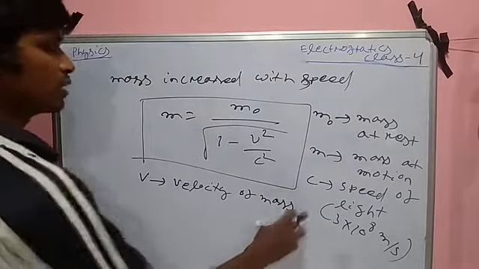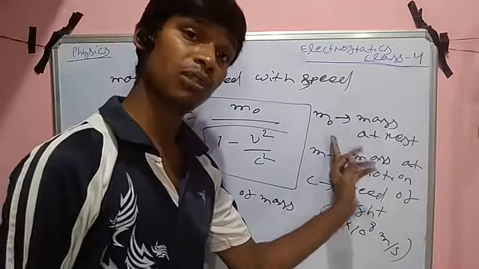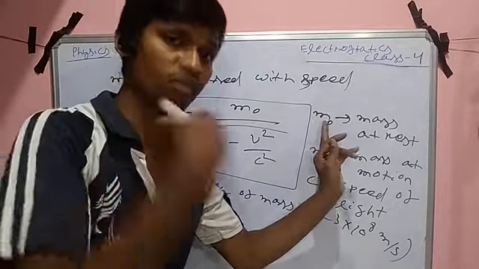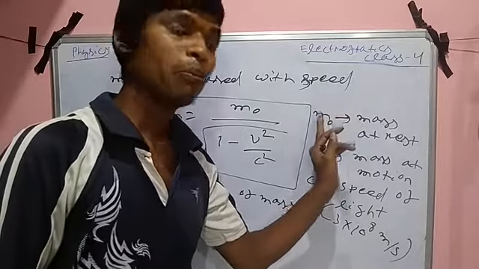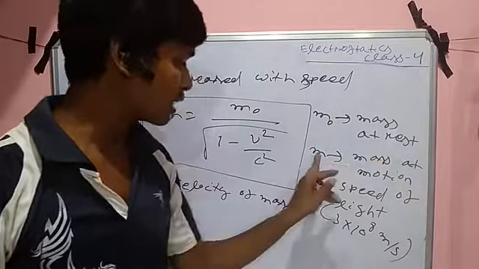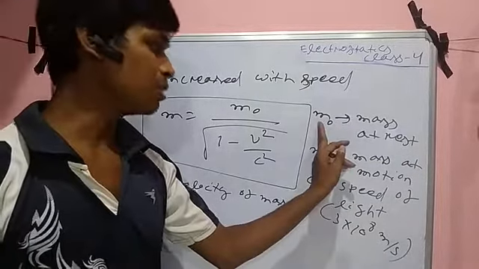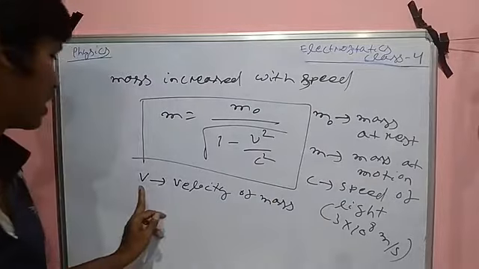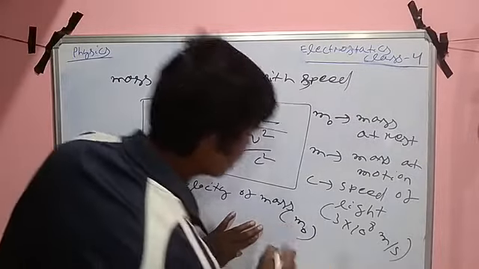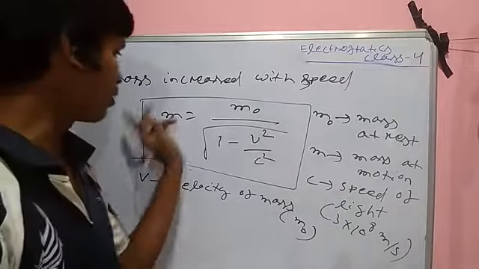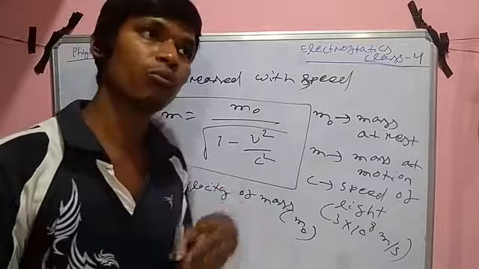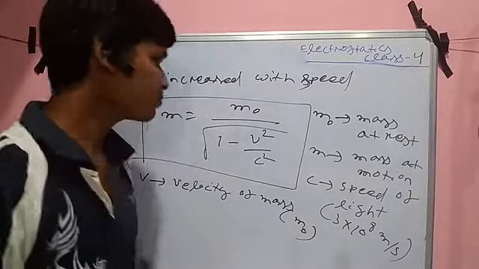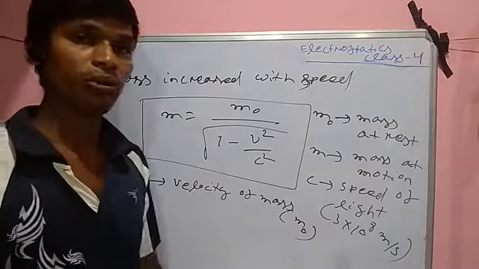That means at rest the mass is m0. Whenever this mass is in motion, its mass is converted to this mass m. At rest the mass is m0, then in motion it is m. The velocity of the mass is v, and c is the speed of light. That is the formula: the value of mass in motion is given by this formula. Yes or no? You can note it down.